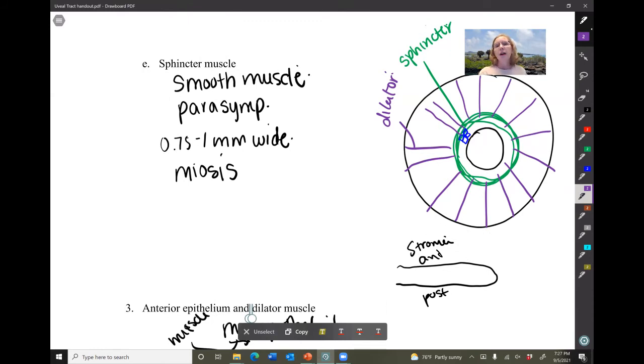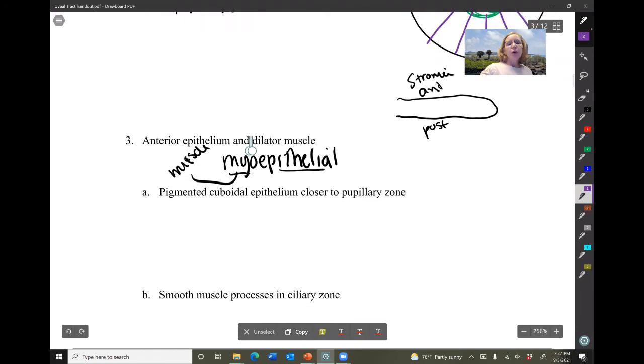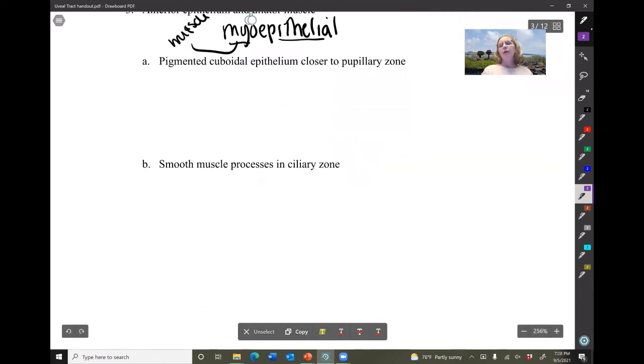So most of our dilator muscle is going to be in the ciliary zone. And this again is going to be smooth muscle, similar to the sphincter. The dilator is smooth muscle, so it extends from the iris root to the midpoint of the sphincter muscle. The dilator muscle fibers are arranged radially.